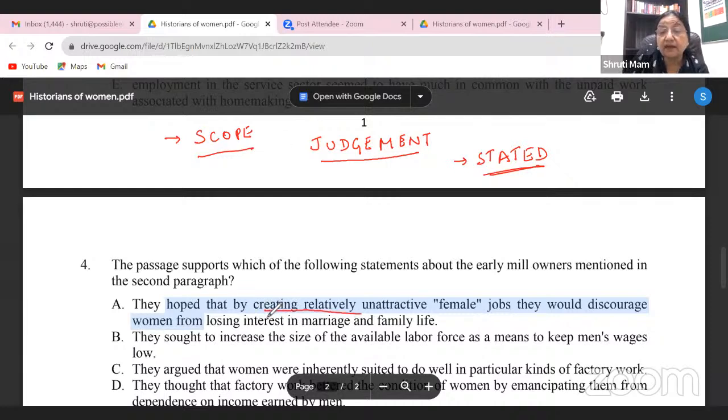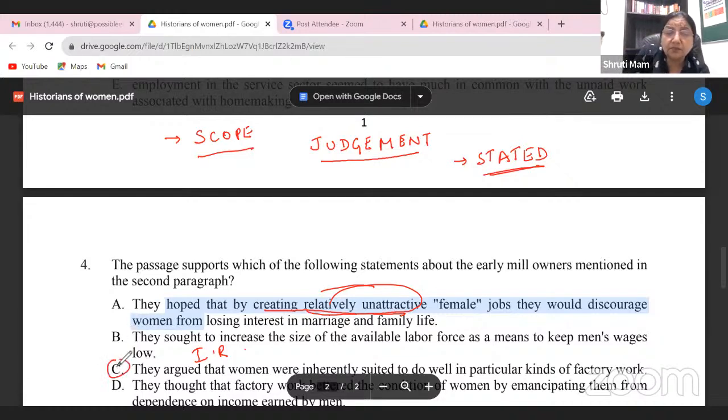We never said creating relatively unattractive jobs. We never had this in the scope of unattractive. So this is gone. Stated should not be there. We have to understand what the author means. If you can see here, they sought to increase the size of the... no, this is again absolutely irrelevant to the question. They argued that women were inherently suited to do well in particular kinds of factory work. Yes, they thought that, because they thought women were naturally skilled to do repetitive work.